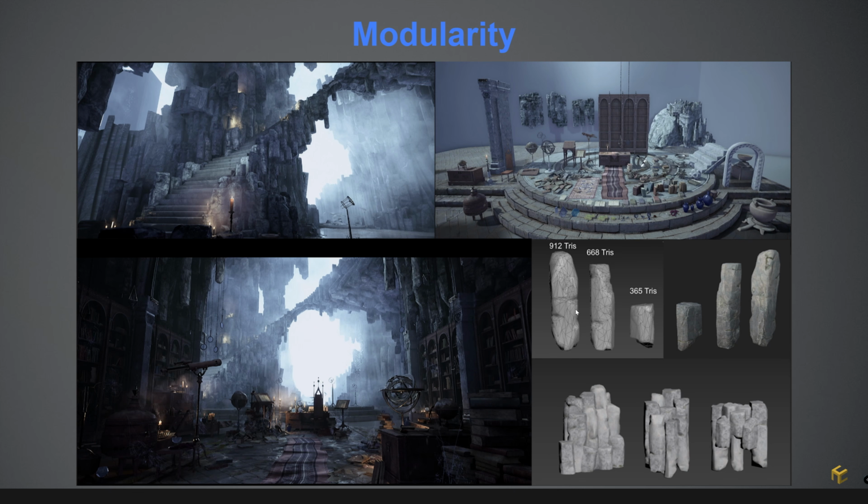Now, here are some examples of modularity with environments. We have a couple singular rock assets, some group assets, and then again, just the overall scene. And you can see you've made something that feels very unique, very organic, but again, just using very similar reusable pipelines. That's what you want to think about.